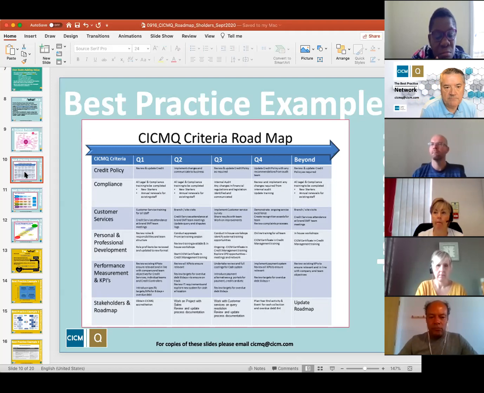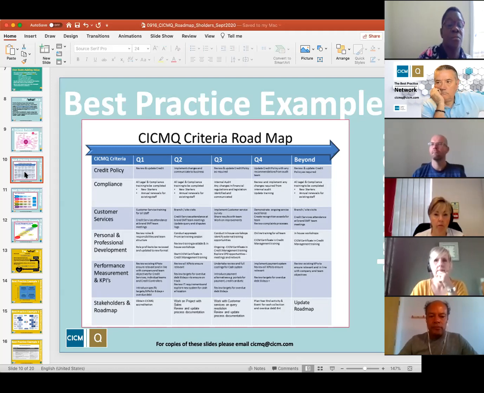The CICMQ criteria starts off with credit policy, compliance, customer service, personal professional development, performance measures, KPIs, stakeholders, and roadmap. So those are our criteria. And then what they've done with that is they've put the quarters in, as in the reporting quarter. So it doesn't necessarily have to be dates, but it's just the quarter. And then for each of those areas, what needs to be done.